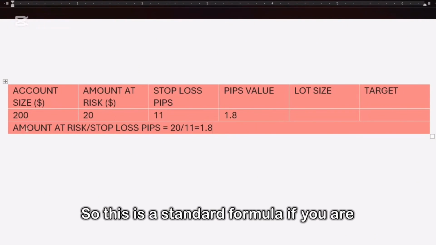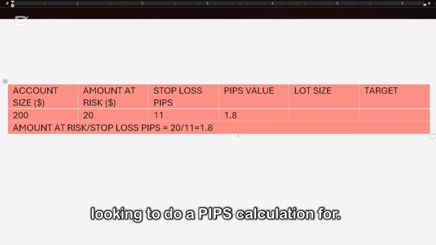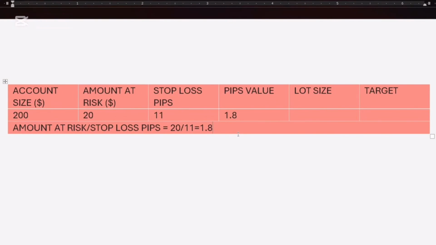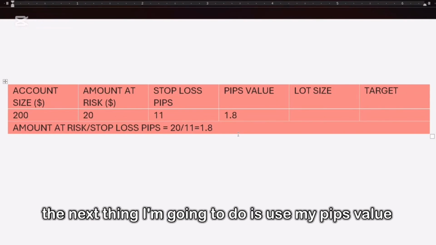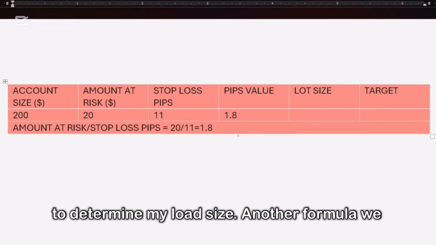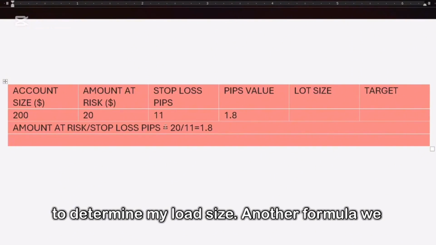So this is a standard formula if you are looking to do a pips calculation for currency pairs. After I must have done this, the next thing I'm going to do is use my pips value to determine my lot size. Another formula we'll have.